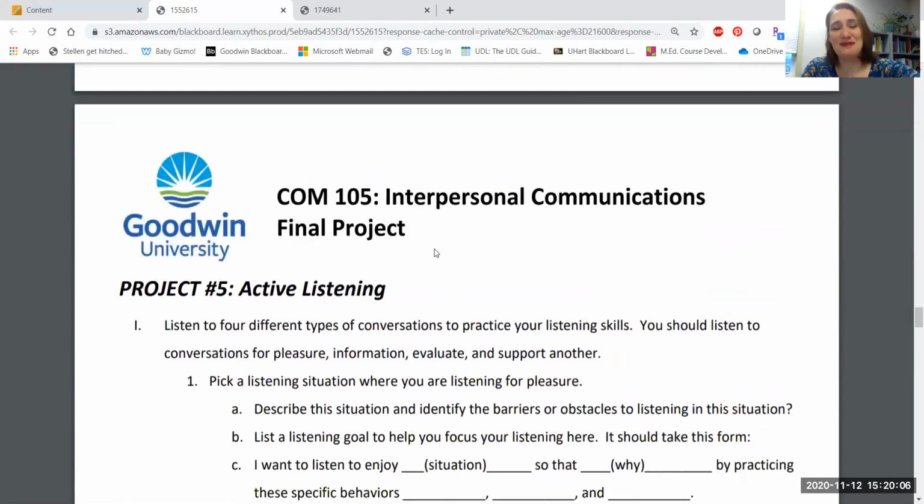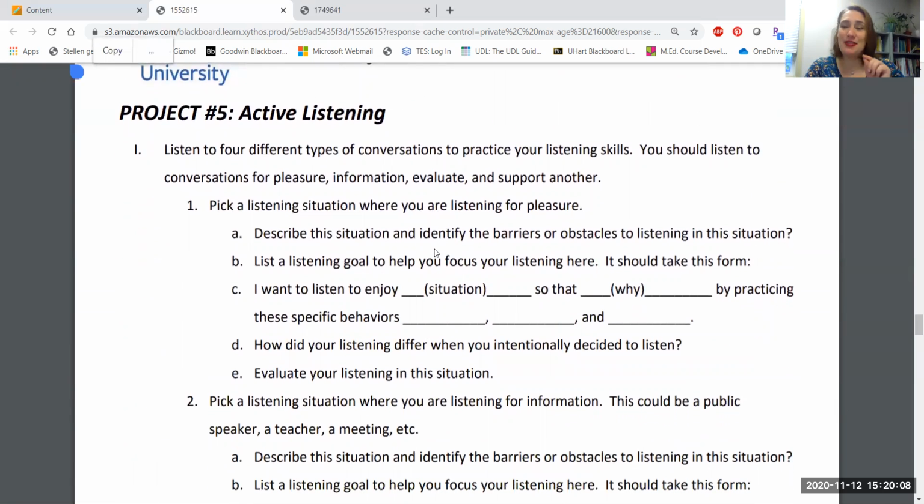All right, couple more, home stretch. Active listening. This is the project description that is the longest. It doesn't mean that it's the longest project, it just has the longest description here. Active listening, in this case, you are choosing 4 different types of conversations. You're looking for pleasure, information, evaluate, and supportive conversations. And you're going to be listening to each one of them.